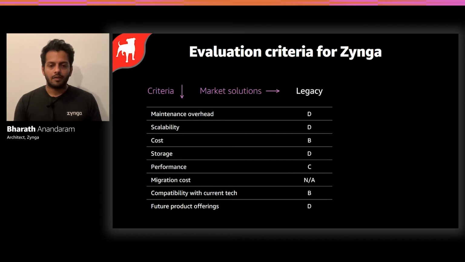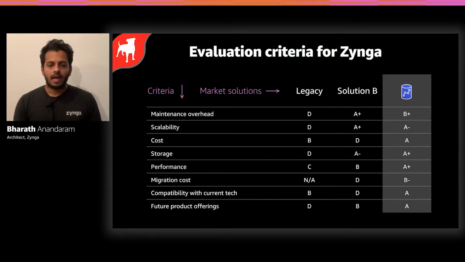Here's where our old data warehouse stacked up against the criteria. As you can see, it scored very poorly in terms of maintenance, scalability, and storage. Performance was adequate when the system was healthy, but that state was far from the common case. The values here are on a scale between A+ and D-.